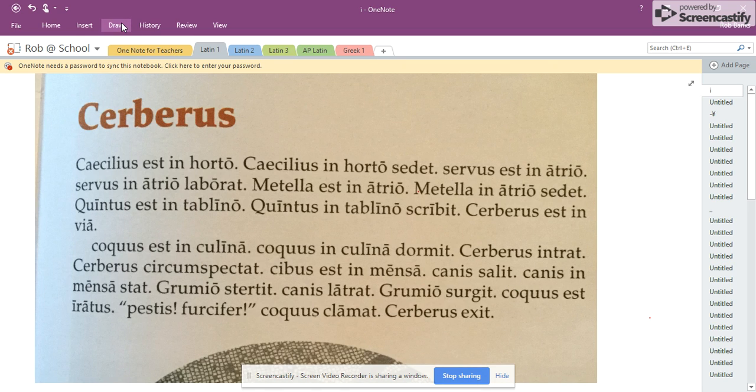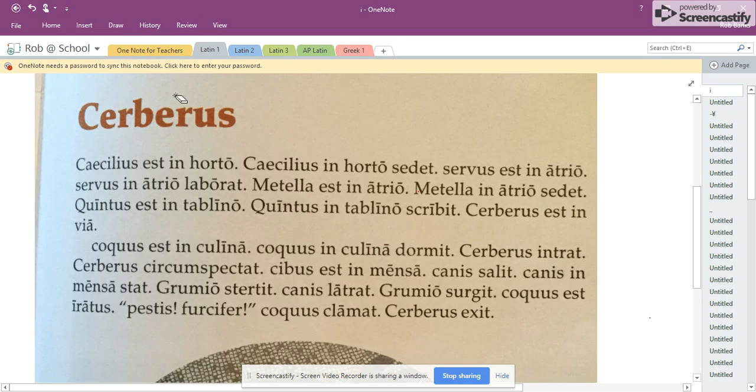Let's look at the first translation, Cerberus. So Cerberus, right, that's the name of the dog. First paragraph: Caecilius est in horto, Caecilius in horto sedet, servus est in atrio, servus in atrio laborat, Metella est in atrio, Metella in atrio sedet, Quintus est in tablino, Quintus in tablino scribit, Cerberus est in via.